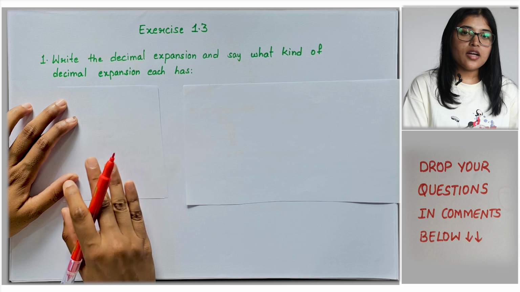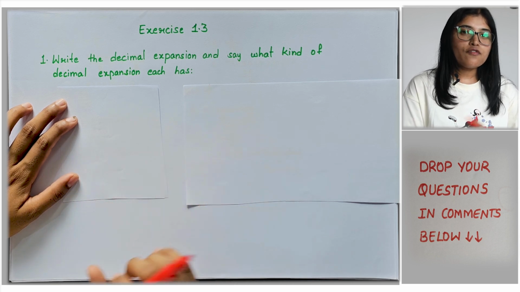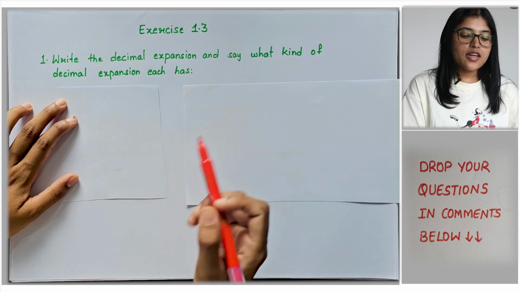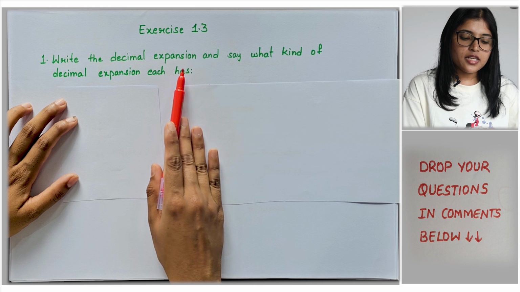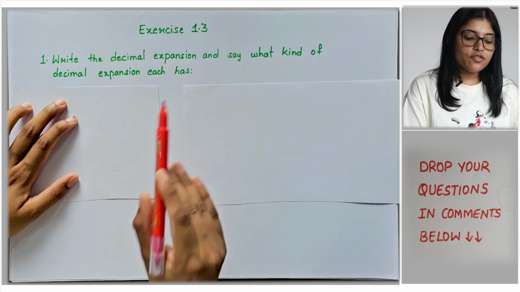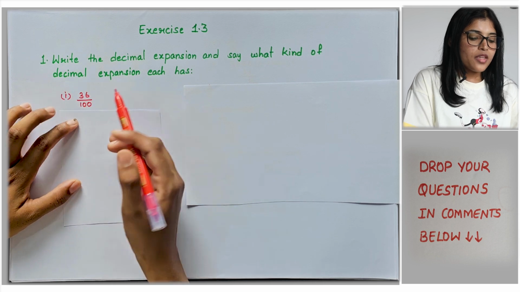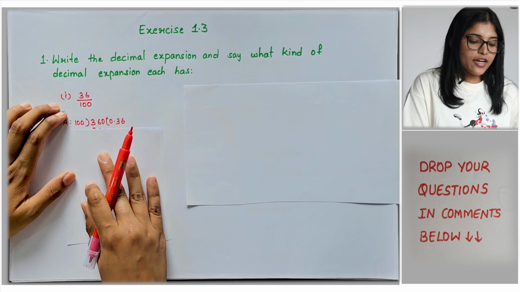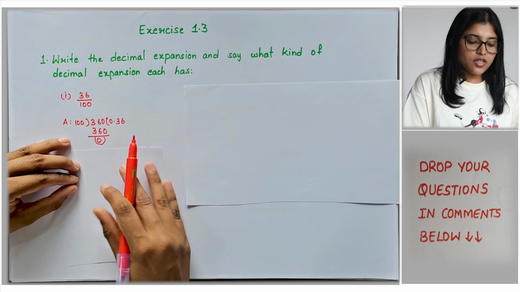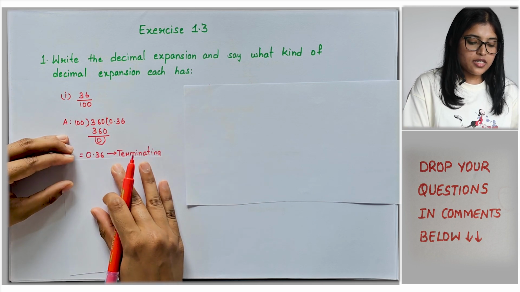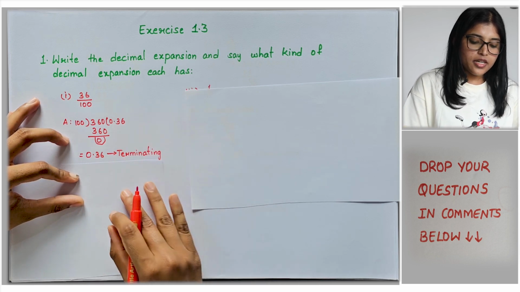Now that we have learnt how to write decimal expansions and convert them into p by q form and also find irrational numbers between two numbers, let's move on to exercise 1.3. The first question asks us to find decimal expansions and say what kind of decimal expansion each has. So let's start with the first one, which is 36 by 100. When I do the long division of 36 by 100, I get 0.36. This kind of a decimal, what is this? It is terminating and non-recurring. So we can call it a terminating decimal.